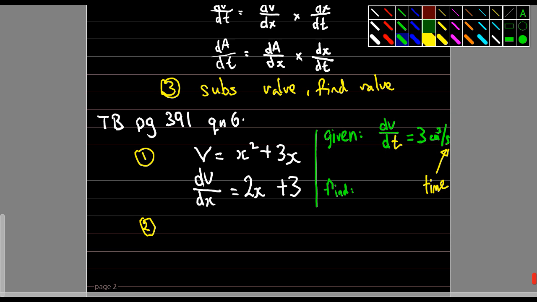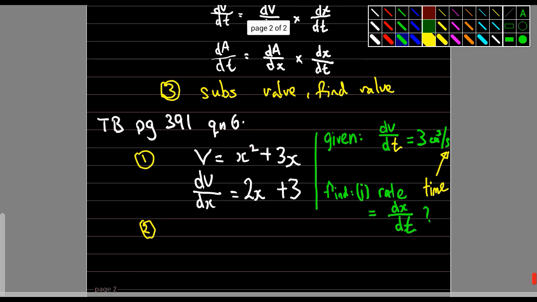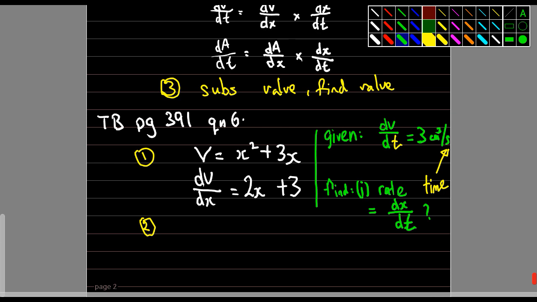What does it mean? Find what? x. Is it x? Just find x equals to a number? No. Find what? Actually, it is find the something, because they say rate of change of x. So what do you write? They want to find rate, which means something over dt, but they want to find rate of change of what? x. So what is on top? The x. So they want you to find dx over dt equals what? Okay, let's continue.